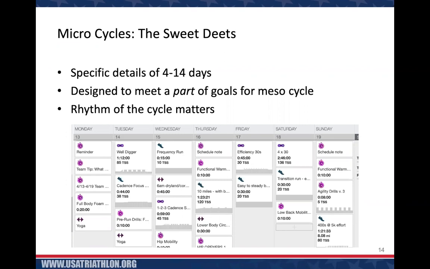It's also important to note that the rhythm of this cycle absolutely matters. The order of the workouts in any given week or any given cycle makes a difference for the balance between that progressive overload and that recovery.